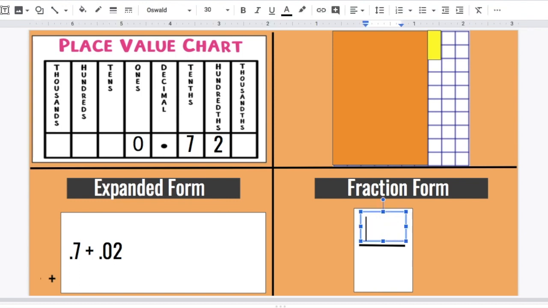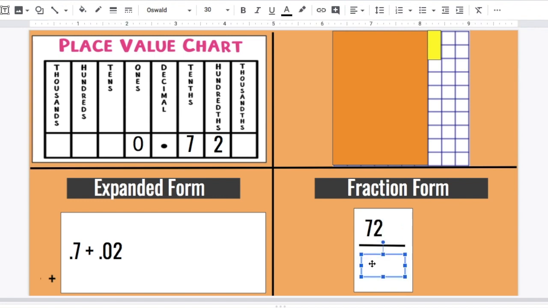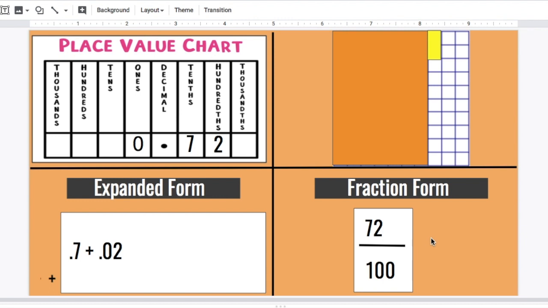I would write this as 72 as my numerator and 100 as my denominator. 72 out of 100 equal parts are shaded in. 72/100ths. In decimal form, in our place value chart, in expanded form, in fraction form, and shaded in our unit square grid.